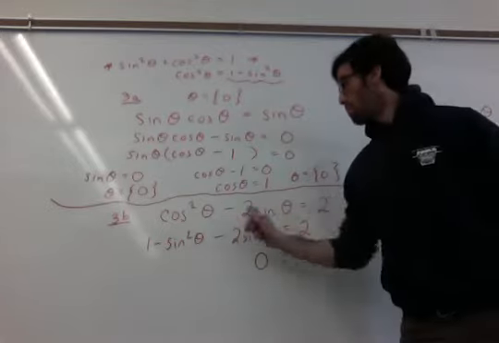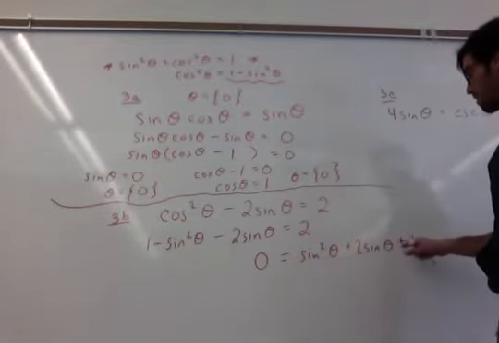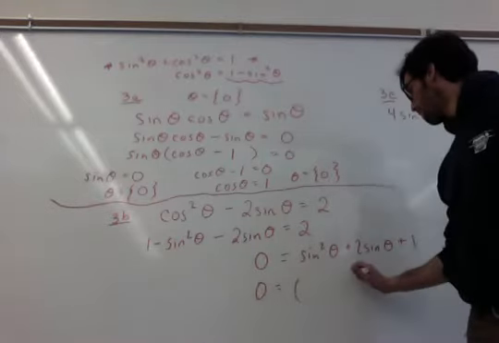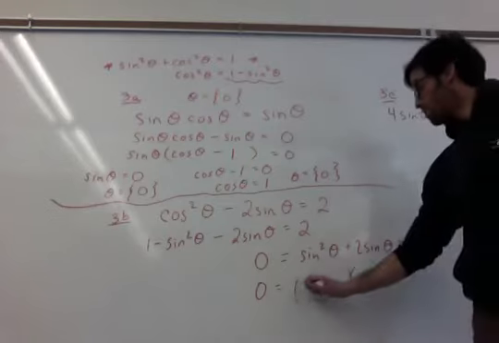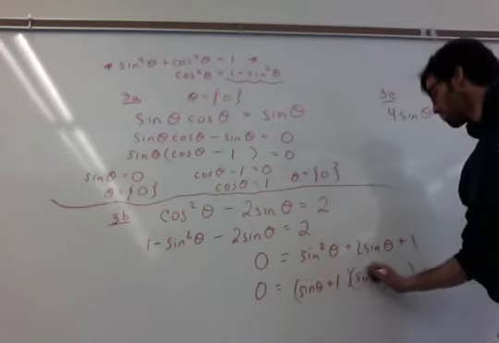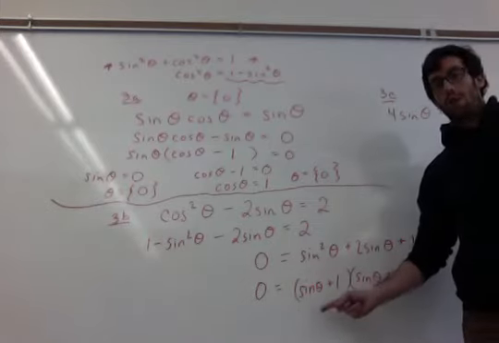So taking away the 1 from the 2, we're left with 0 equals sine squared theta plus 2 sine theta plus 1. And we can factor this: just sine theta plus 1 times the same factor again. Right? Just to show you how I did this.